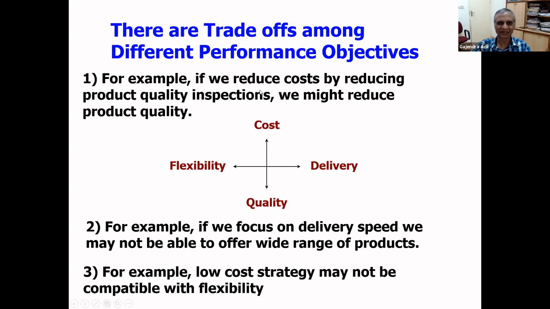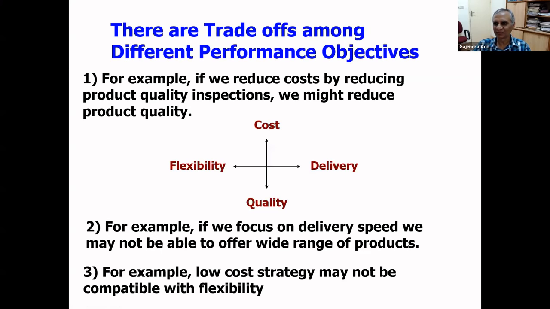So this was said. So there are trade-offs among these performance objectives. For example, if you want to reduce cost and you are reducing it by reducing the number of inspections, because that's the cost for you, then quality might suffer. So there's a trade-off. That's one example, right? If you want to focus on delivery speed and improve that, then you can't offer a range of products, because that's the problem you're facing in the furniture company, right?